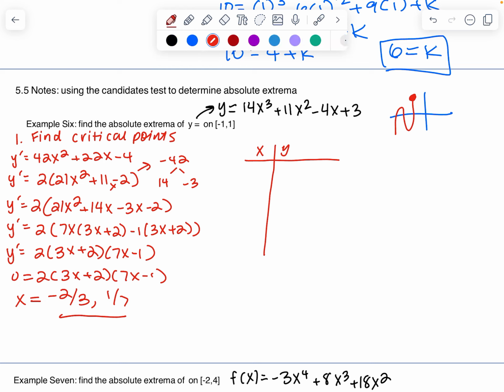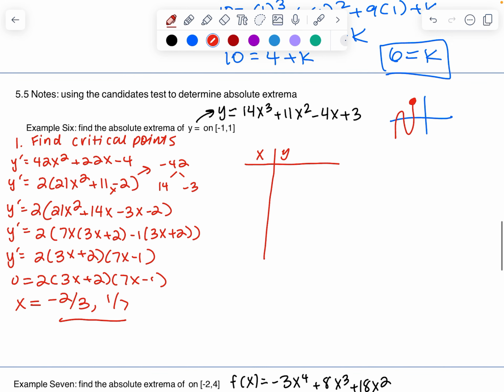So I'm going to do the candidates test and test out all of these values. I'm going to make my chart low to high, so there could potentially be an absolute extrema at negative 1. There could potentially be one at negative 2/3, one at 1/7, and then one at 1. I'm just going to use my calculator and plug all of those values back into the original function. The reason I'm plugging them into the original function is because the original function is going to tell me what my high points and my low points are. So I'm going to do that real quick.